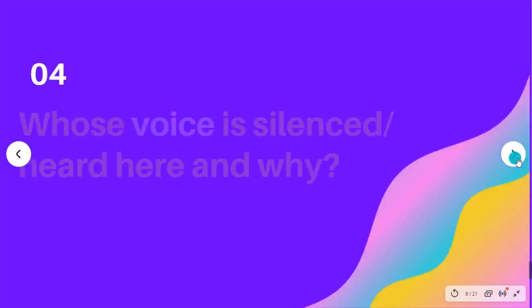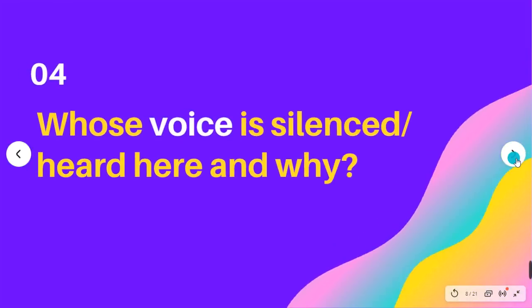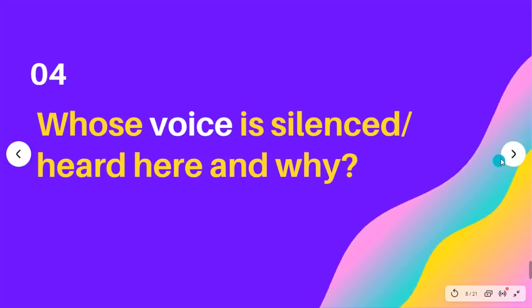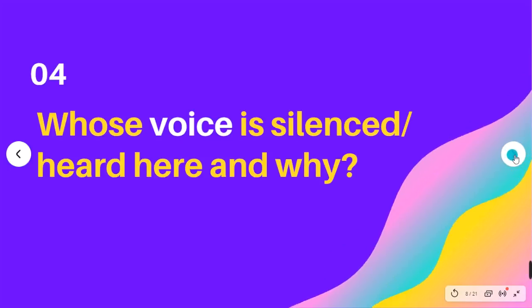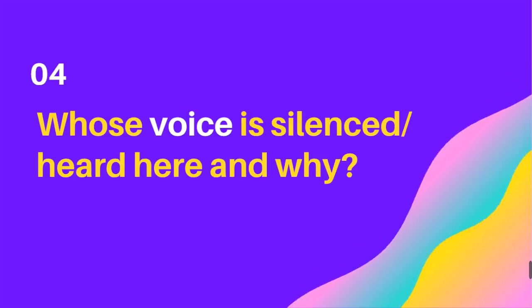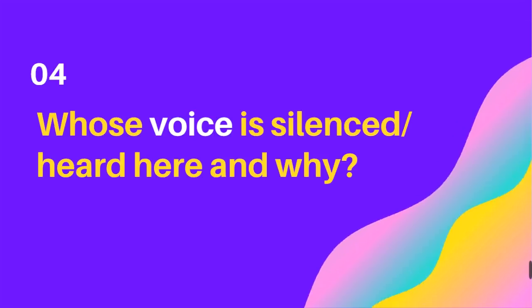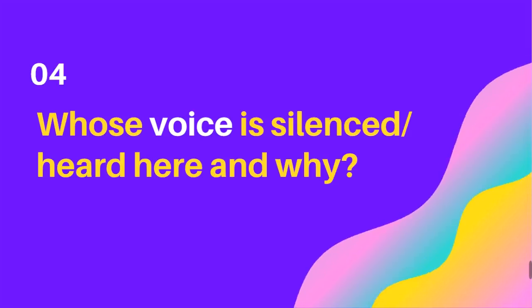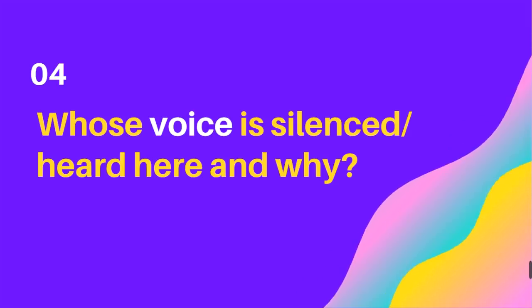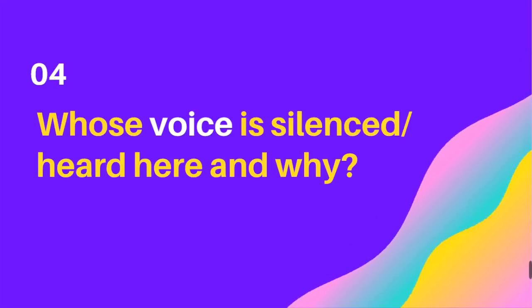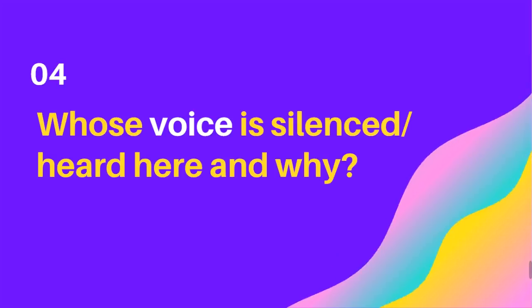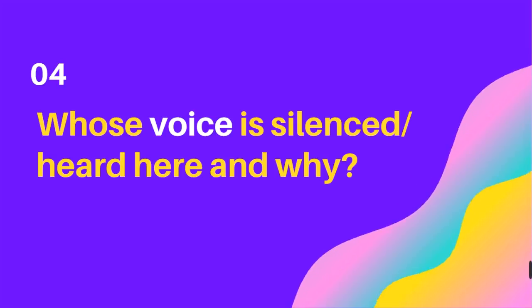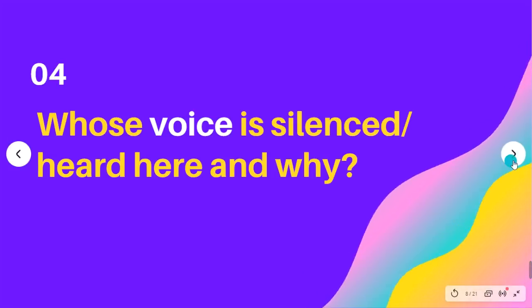Okay, next, the fourth question is, whose voice is silenced or heard here and why? What is meant by voice here is related to whether or not the writer presents her or his text by covering both sides or both parties in a certain issue, or she or he tends to be on one side only. It is highly related to the previous question about the writer's position. Okay, let's see from an example.